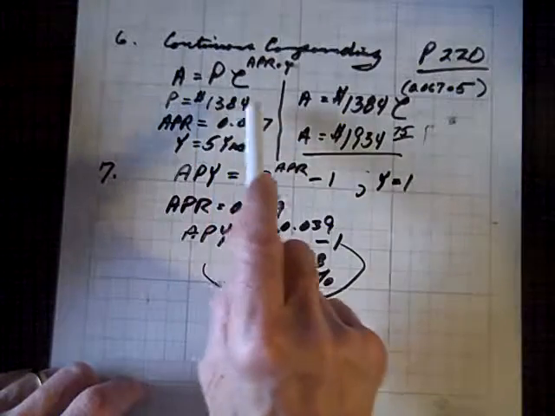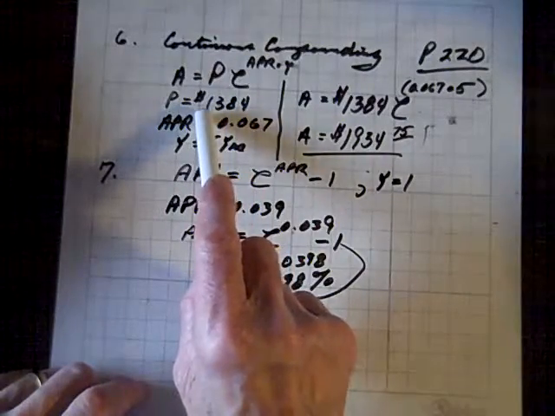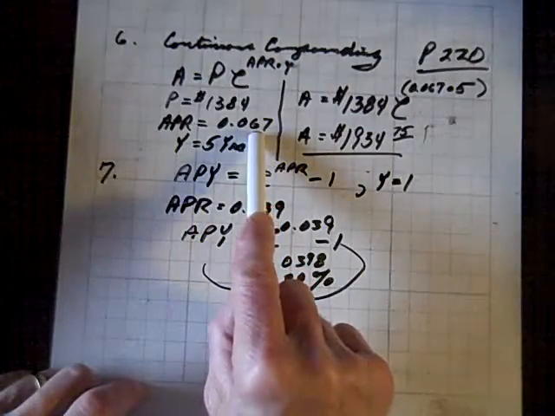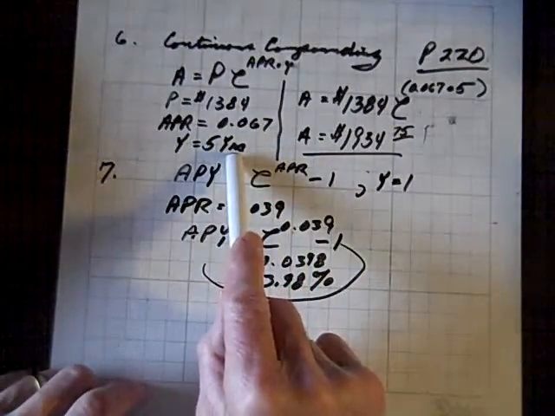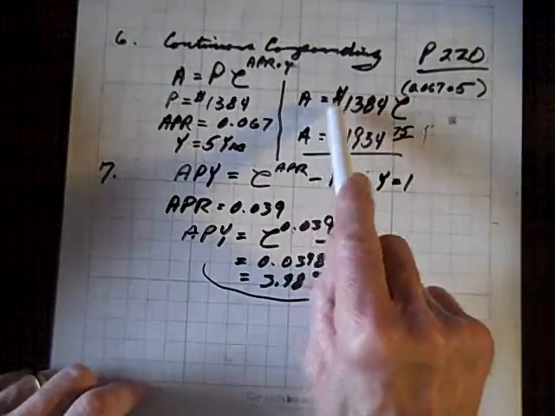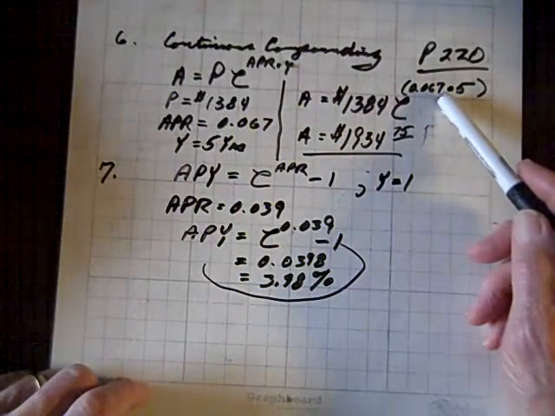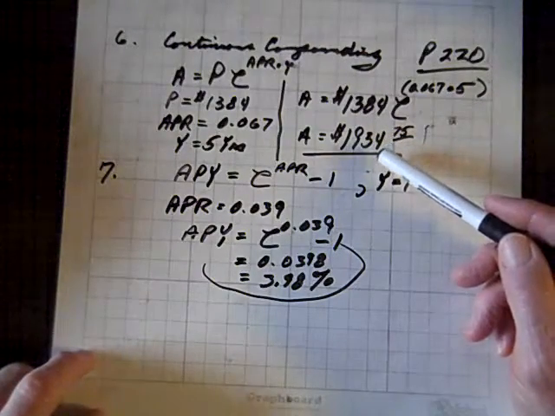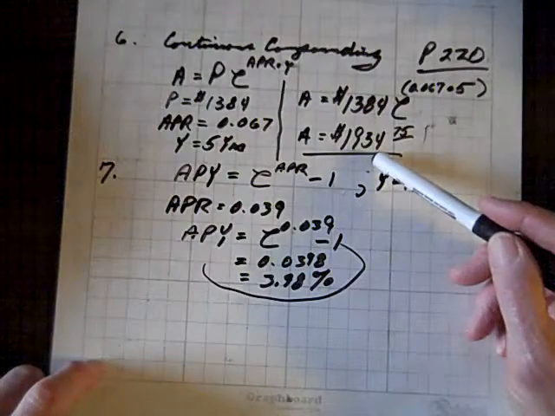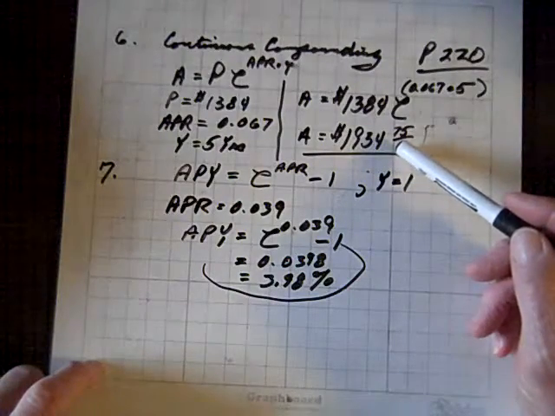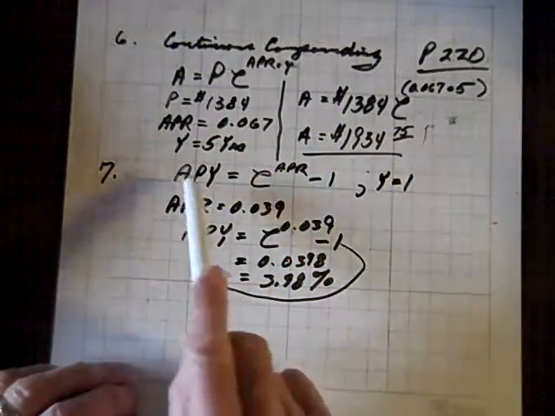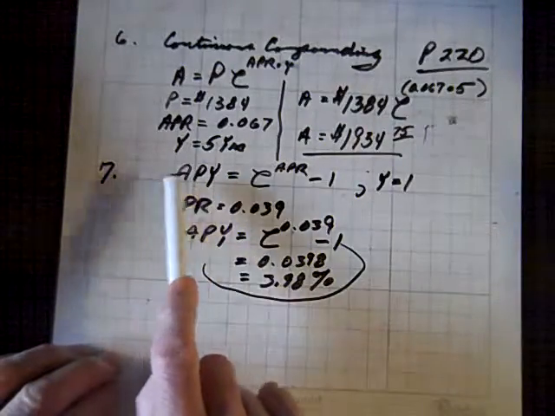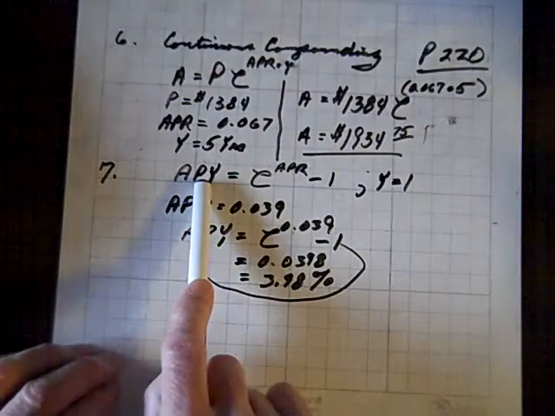We're given that P equals $1,384. The rate is 6.7%. The number of years is 5. So when we install those values into our formula in the appropriate positions, we wind up with an accumulated balance of $1,934.75.